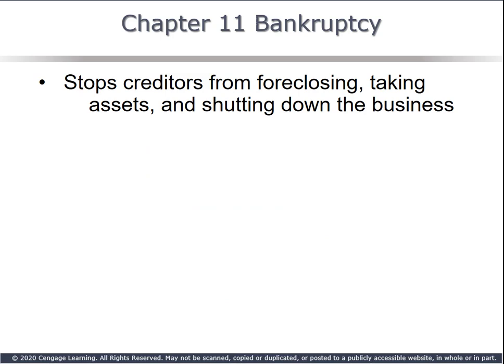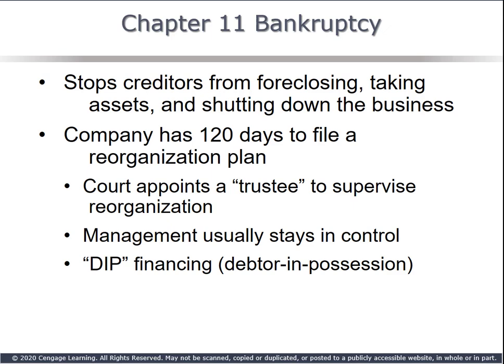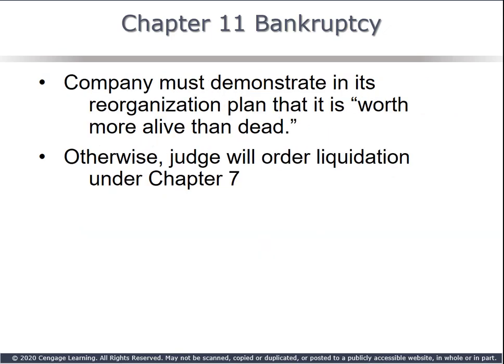Filing for Chapter 11 stops creditors from foreclosing and taking assets. It allows the business to continue to operate with 120 days to file a reorganization plan with the court. Management usually stays in control with a court-appointed trustee kind of overseeing operations. Prior to the Chapter 11 filing, firms usually arrange for what's called DIP, debtor-in-possession financing, so they can fund operations while they work out a reorganization plan. The reorganization plan must demonstrate that the firm is worth more alive than dead, or the court will order a liquidation.